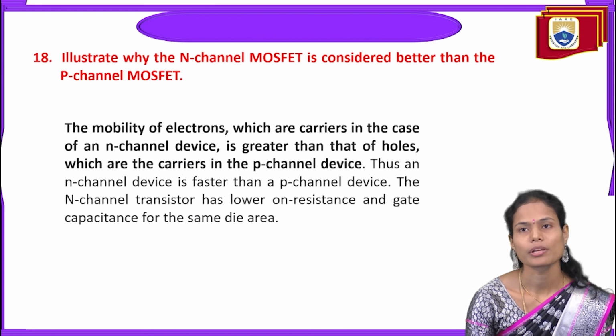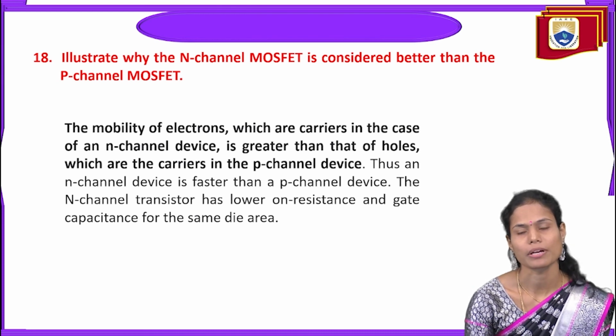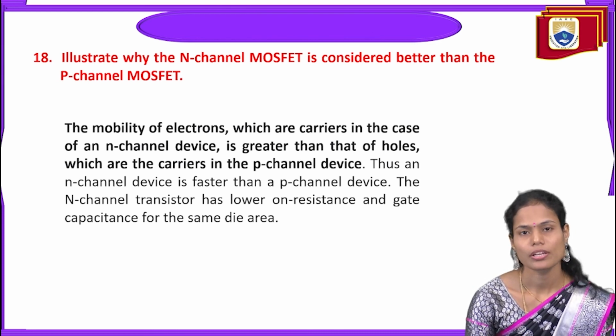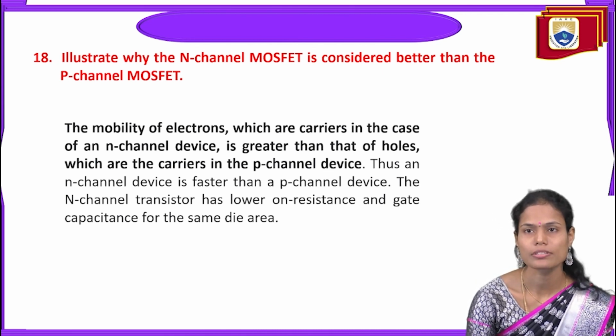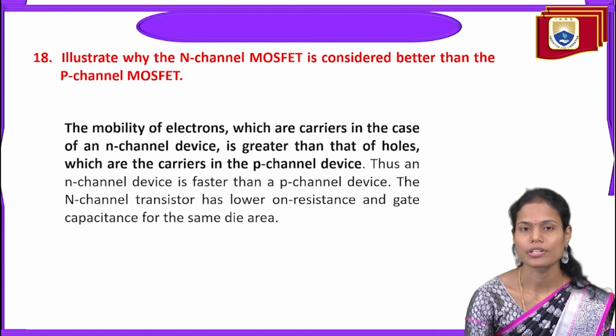Illustrate why the N-channel MOSFET is considered better than the P-channel MOSFET. See, in the case of N-channel MOSFET, the mobility of electrons or carriers are more in the N-channel device compared to the P-channel device. And the speed is also more here. So because of that reasons, we'll prefer N-channel MOSFETs over the P-channel MOSFETs.